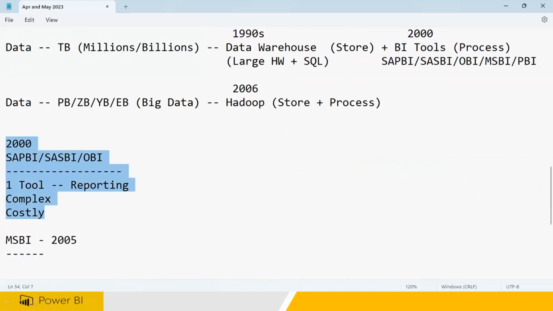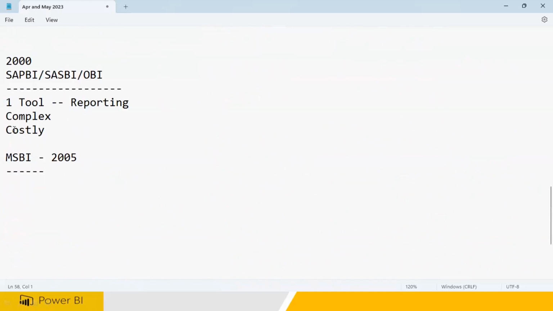But these have a lot of issues. In the year 2005, Microsoft released MSBI. In this, they released three tools put together. So what are the three tools called? MSBI means SSIS, SSAS, and SSRS. These are the three tools called MSBI, and the software was released in the year 2005 into the market.